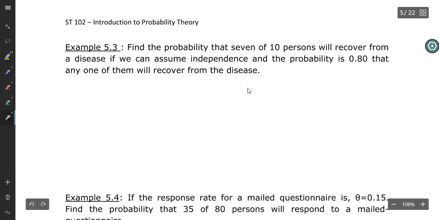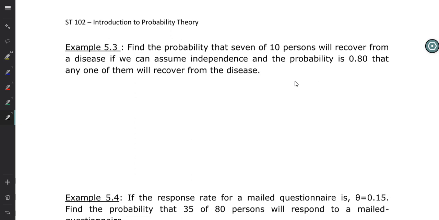Say for example, find the probability that 7 of 10 patients will recover from a disease if we can assume independence, and the probability is 0.8 that any one of them will recover from the disease. Before we look at how to use the table, we'll see how we can do this in the usual way. If you read the question, the first thing you have to do is identify the parameters.